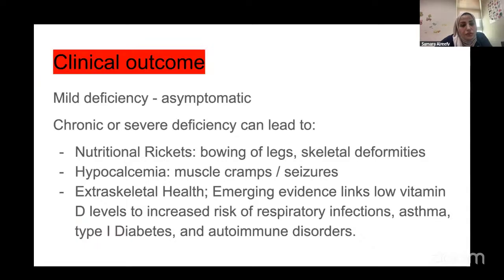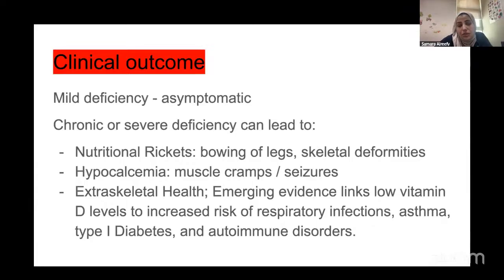Clinical outcomes of vitamin D deficiency. As we know, mild deficiency is asymptomatic. However, chronic or severe deficiency can lead to significant nutritional rickets, which presents as bowing of the legs and skeletal deformities that are noted in children.